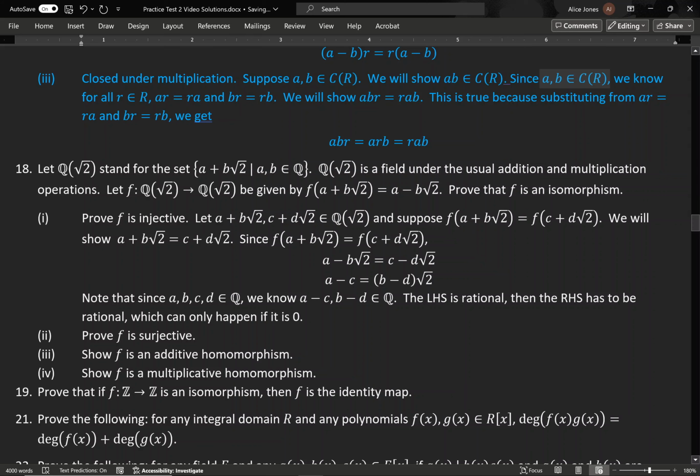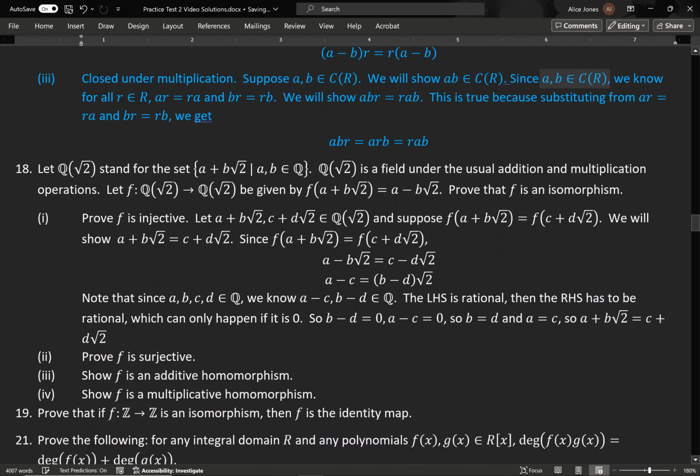Okay, so from that we get that b minus d equals 0, and that a minus c also equals 0. So b equals d and a equals c. So I guess kind of like what makes this problem work out is the fact that rational numbers and irrational numbers don't mix in some sense. You can pull them out or separate them from each other in a way. Okay. So that tells us exactly what we were looking for, which is a plus b square root of 2 is the same as c plus d square root of 2.